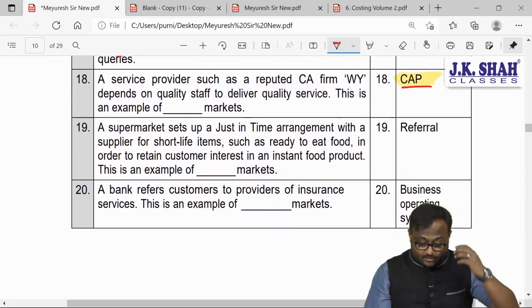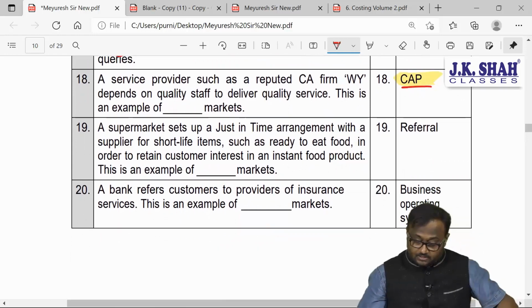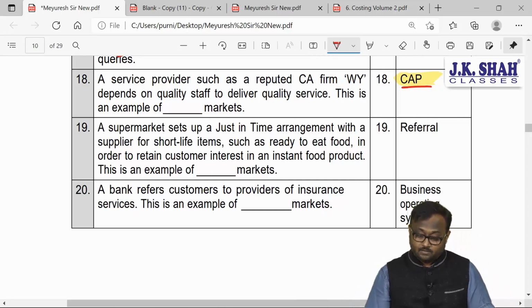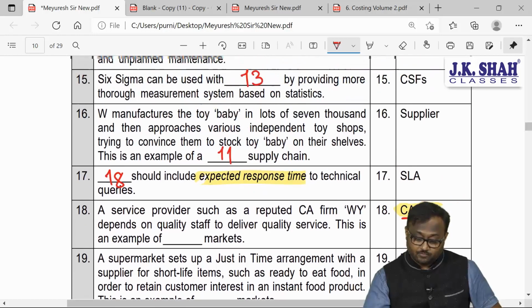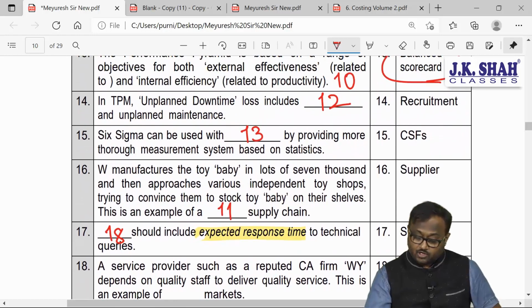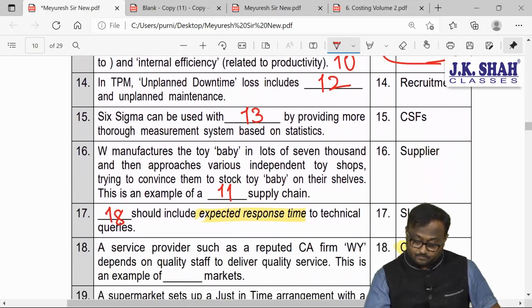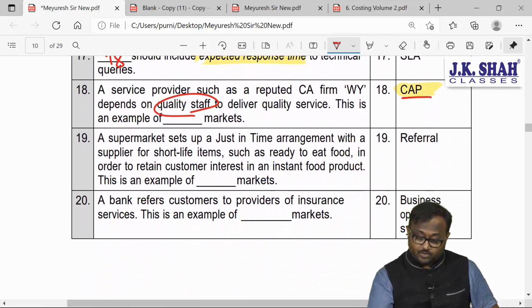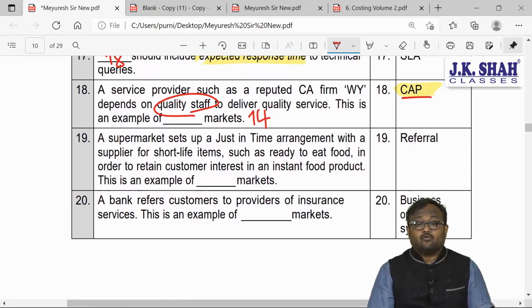18. A service provider such as a reputed CA firm depends on quality staff to deliver quality service. This is an example of dash markets. So they are talking about markets. They are looking out for quality staff. That means this has to be a recruitment factor. If they are looking out for quality staff, they will hire quality staff. That means it is about recruitment.